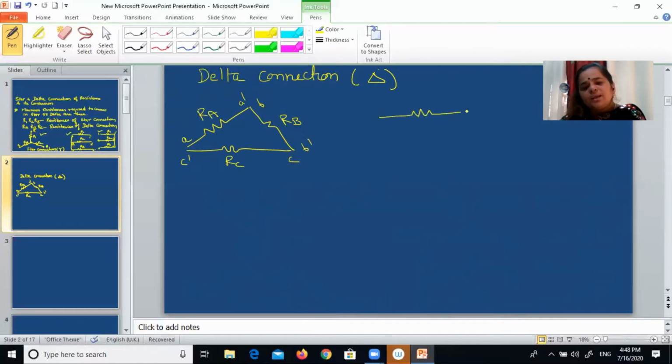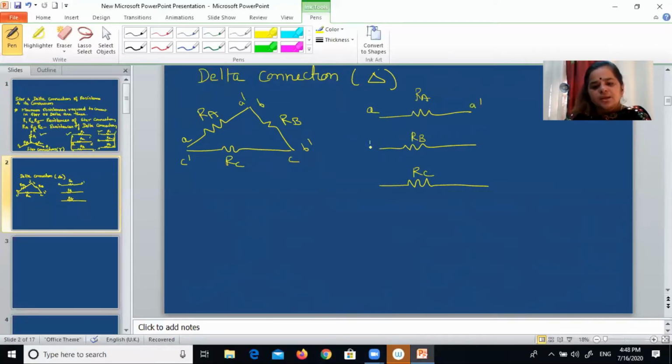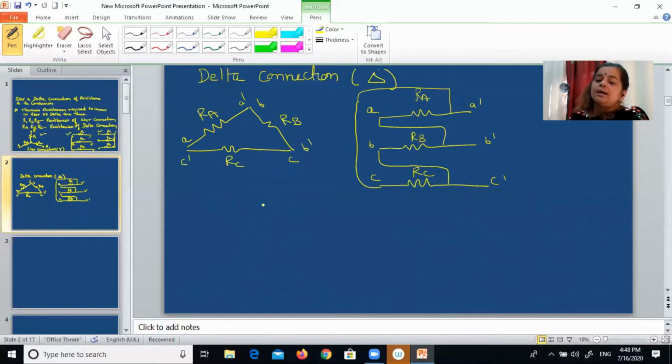Another way of plotting the delta connection can be like this, when the starting terminal of one resistance is connected to the end terminal of another resistance. So suppose this is A dash, this is B dash, and this is C dash. So starting is connected to the end. Starting of B is connected to the end, and starting of C is connected to the end of A. So this is also a delta connection.